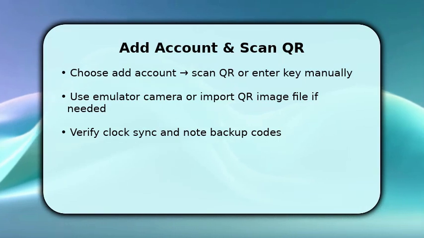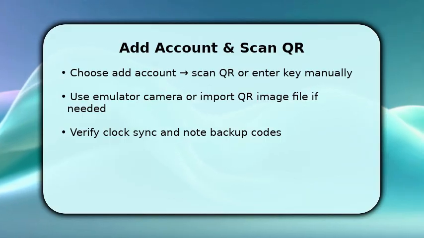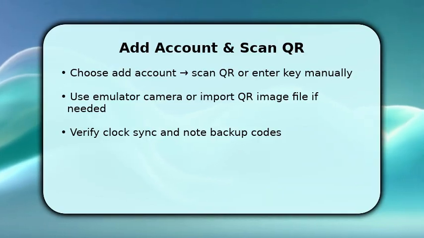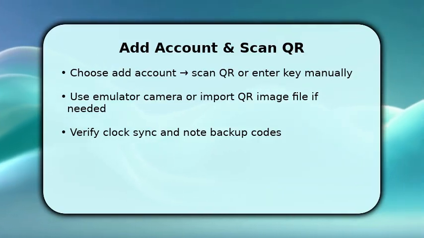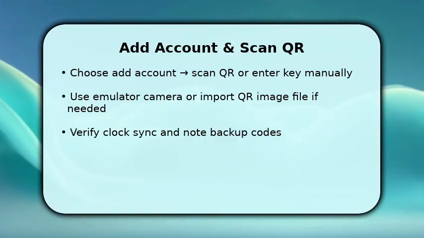Next, in the service's security settings, choose to add a new authenticator. It will show a QR code and a manual key. In the Windows app, pick Scan QR or Manual Entry. If using an emulator, load the QR image into the virtual camera or paste the key into the app. Make sure your PC clock is accurate because time drift breaks codes.